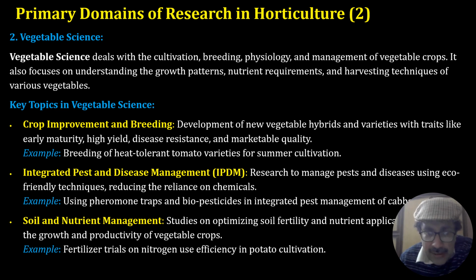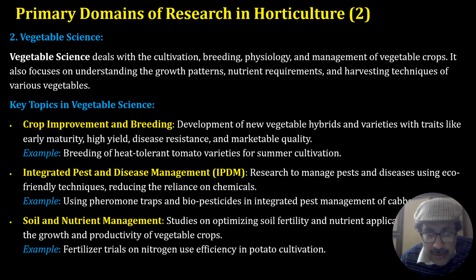In this key topic, we try to assess the different unique vegetable hybrids and varieties with traits like early maturity, high yield, disease resistant, and marketable quality. An example would include breeding of heat tolerant tomato varieties for summer cultivation. This is an example of research work under this key topic.